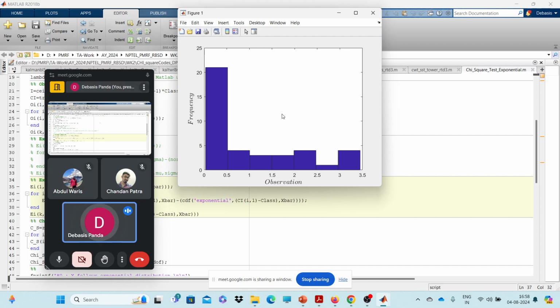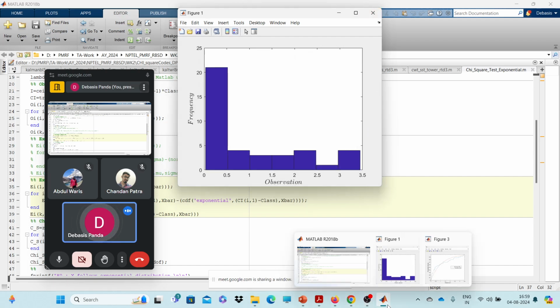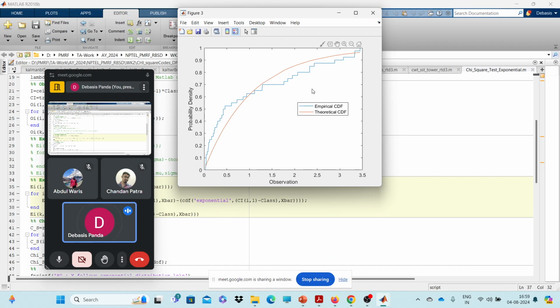Here, look, this was our frequency distribution that we have seen. Now these two are the empirical and theoretical CDFs. We have only 40 samples, so that's why the empirical CDF looks like that, but it still follows the exponential distribution. We also found the CDF from the chi2gof command. We can see there is good agreement between these two, but if we have a large amount of data, this curve will also follow the theoretical CDF curve.